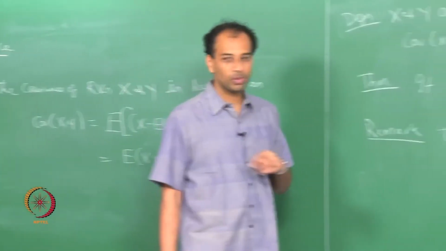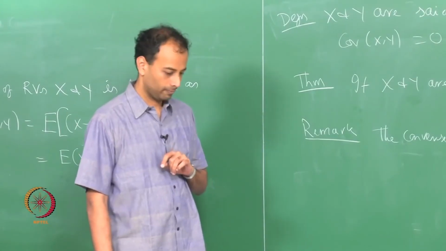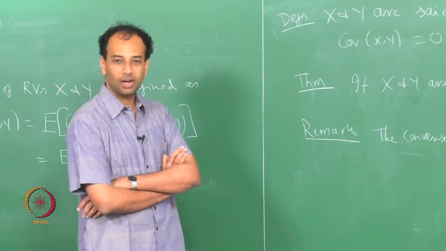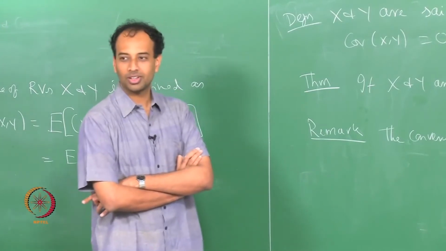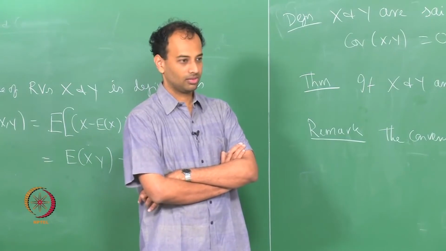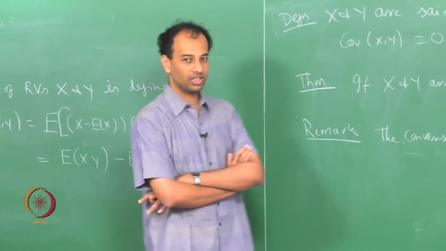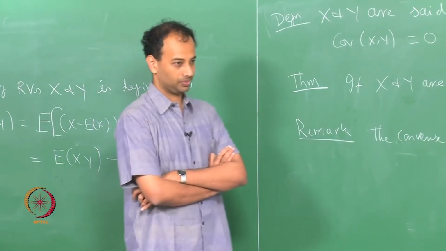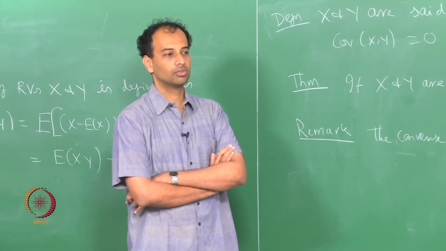Can somebody tell me why the converse is not true? How will you prove that two random variables being uncorrelated does not imply that they are independent? You are given that they are uncorrelated, and you have to show that it does not imply independence.